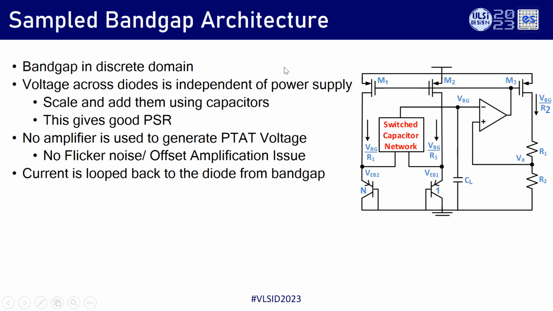Okay, so the main disadvantage of all the previous three explained architectures is not only those three. In most of the architectures, the offset of the op amp is multiplied by the PTAT gain, which is 1 plus R2 by R1, traditionally 8 point something for n equal to 8. And the offset of the op amp will be amplified.